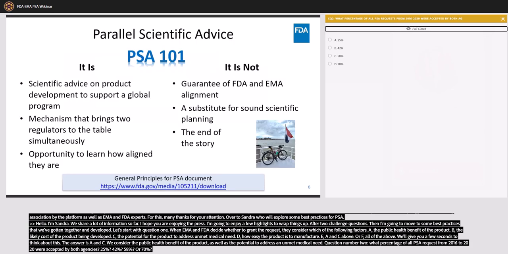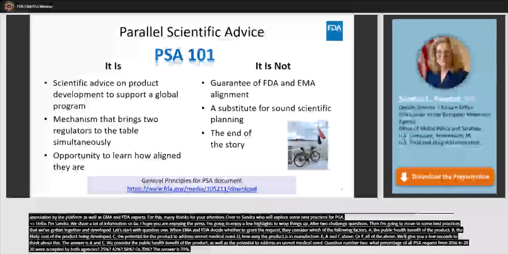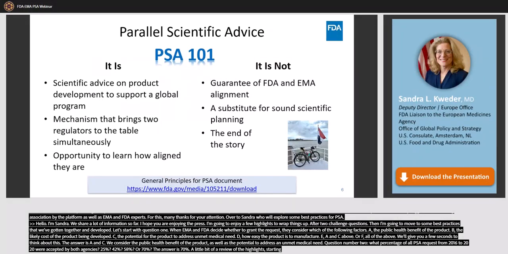So let's move on to a little bit of a review of some of the highlights of the previous speakers, starting by thinking about Anabela Marçal's introduction to PSA. I hope you'll carry with you the opportunities that entering into a PSA procedure might bring. Remember, it is not the norm for FDA and EMA to discuss product development programs in advance.